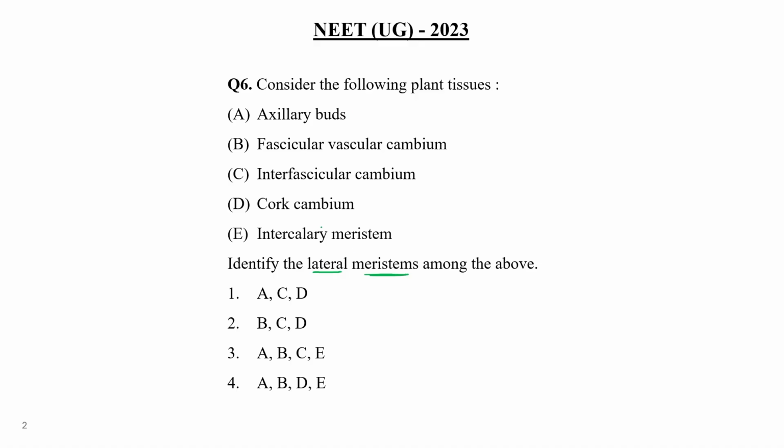Intercalary means in between, right? While these three, fascicular vascular cambium, interfascicular cambium, and cork cambium, mainly these three options are related to the lateral meristem because they provide thickening or growth of a plant in the lateral direction. So B, C and D, choice number 2 would be the correct answer.